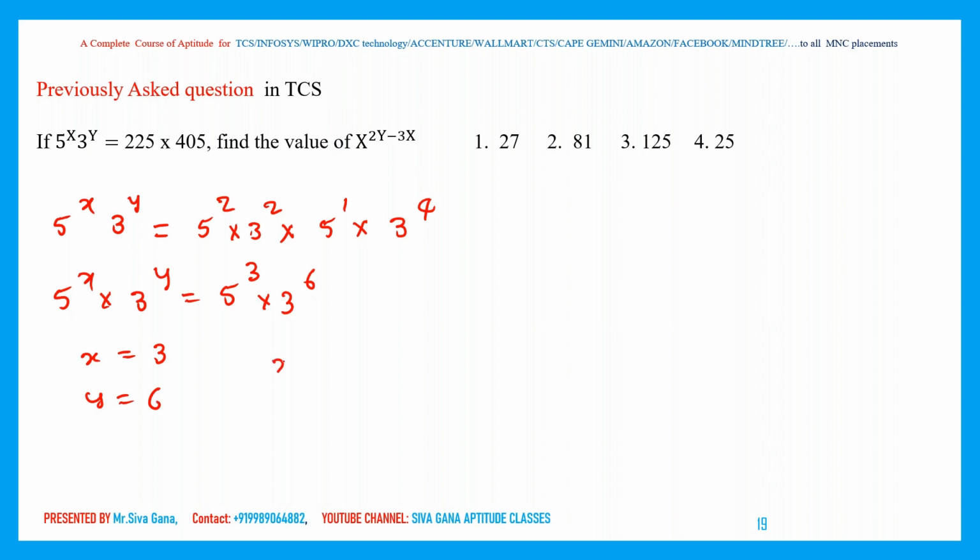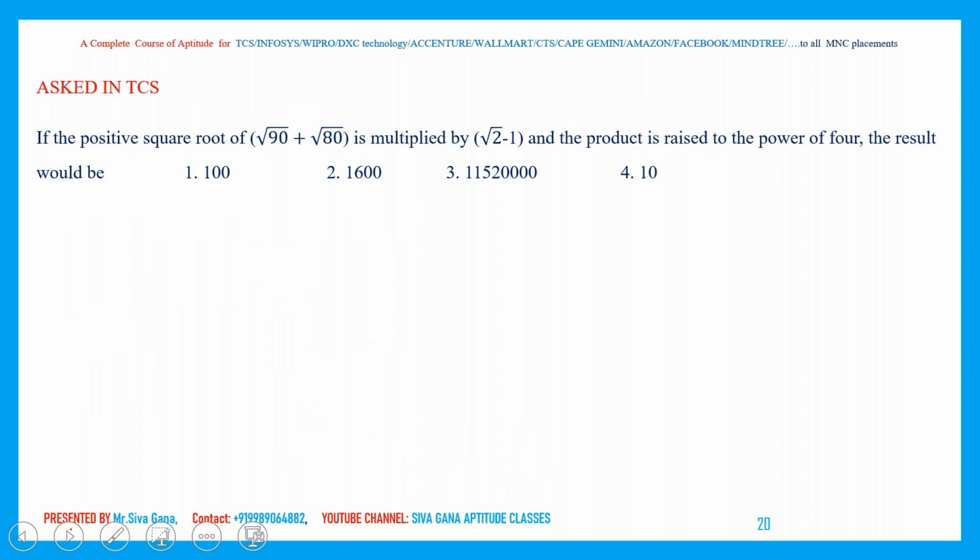We need what? x power 2y minus 3x. Okay, x is how much? 3. 2y, 2 6s are 12, minus 3x, 3 3s are 9, which is nothing but 3 cube, nothing but 27. Previously asked, very recently asked TCS question. Asked last year, a TCS question. The positive square root of this one is multiplied.